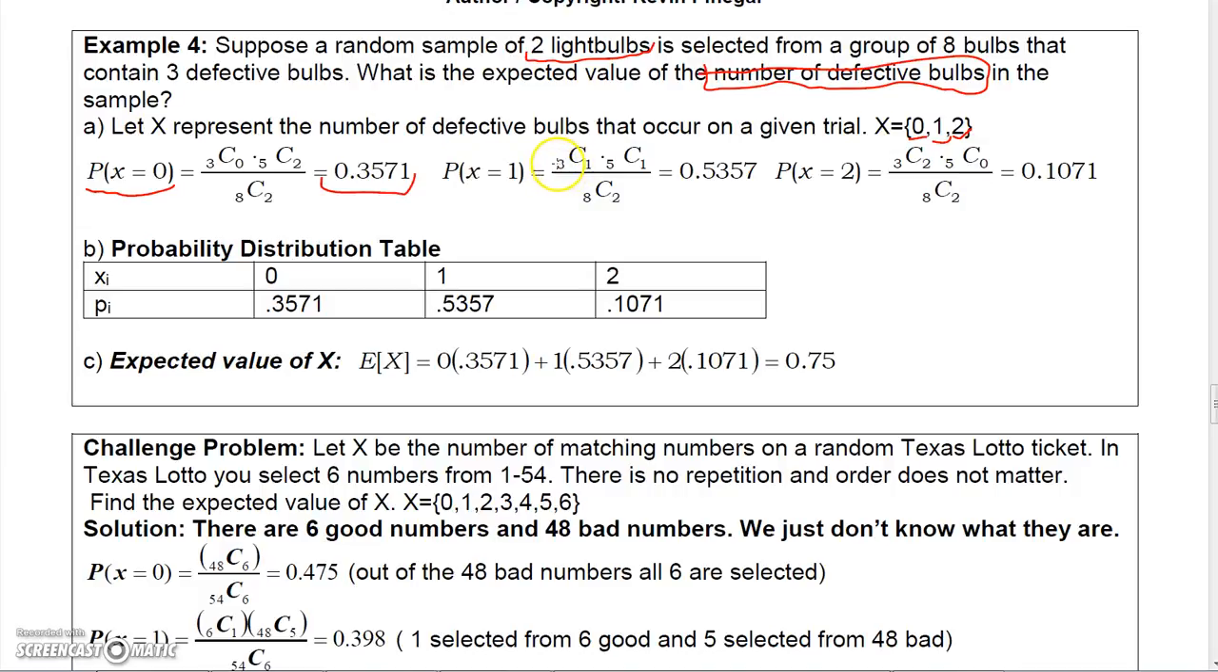1 bad bulb would be 3 choose 1 times 5 choose 1, out of 8 choose 2. That's 0.5357. And then 2 bad bulbs would be 3 choose 2 and 5 choose none, over 8 choose 2.